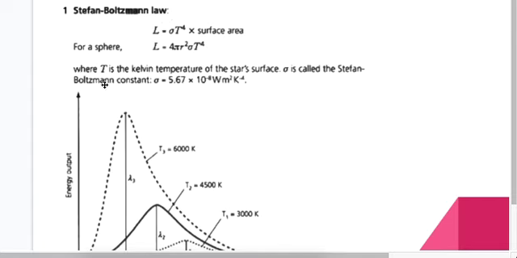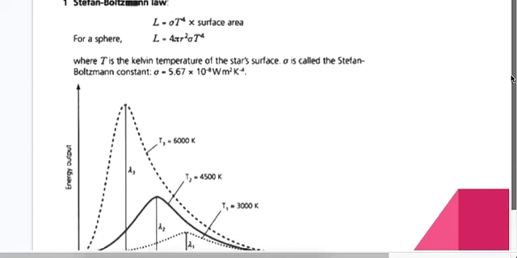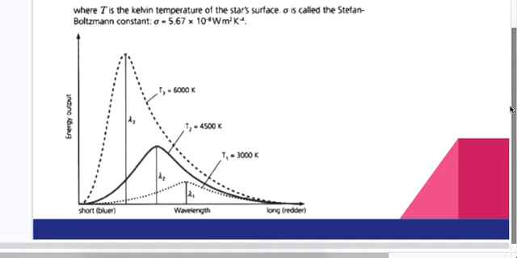Now here, T is the Kelvin temperature of the star's surface. Sigma is called the Stefan-Boltzmann constant, and it has a value of 5.67 into 10 to the power minus 8. And as you know, constants are given to you in the exam. You can see the graph as well that emerges from the Stefan-Boltzmann law. There's energy output on the y-axis, and there is wavelength on the x-axis.